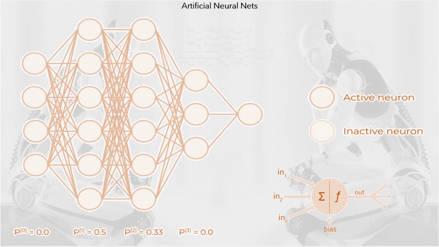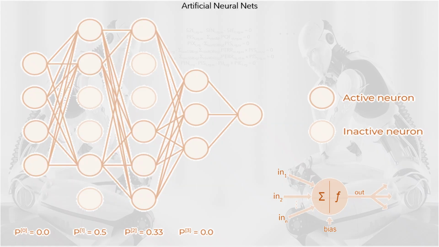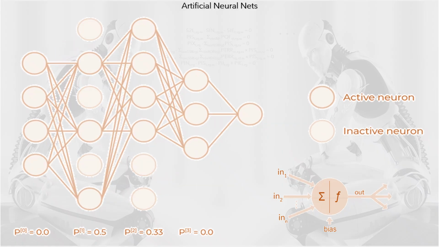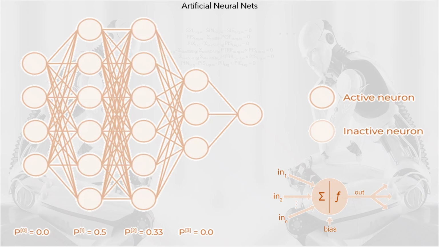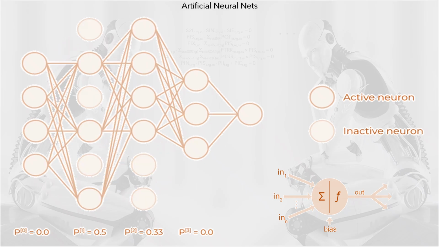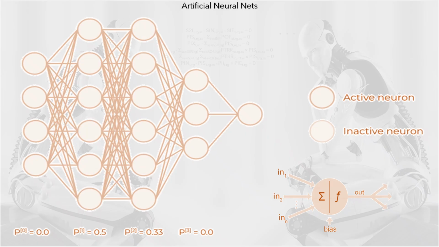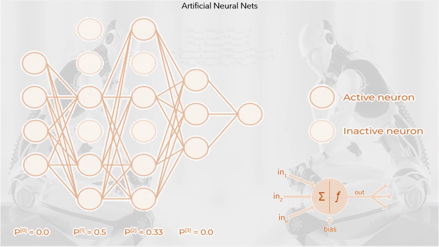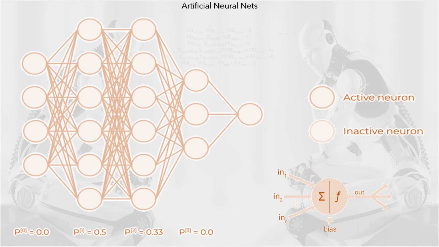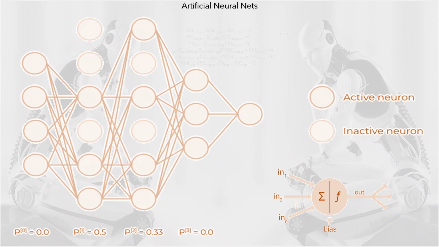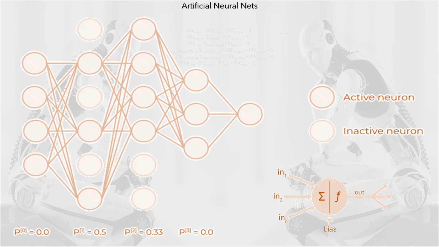An artificial neural net is based on a collection of connected artificial neurons, which loosely model the neurons of a biological brain. Each connection, like the synapses in a biological brain, can transmit a signal to other neurons. An artificial neuron receives signals, then processes them, and can send to neurons connected to it. The signal at a connection is a real number, and the output of each neuron is computed by some nonlinear function of the sum of its inputs. The connections are called edges.